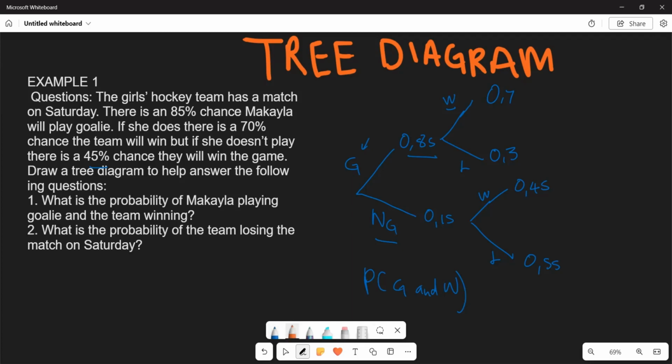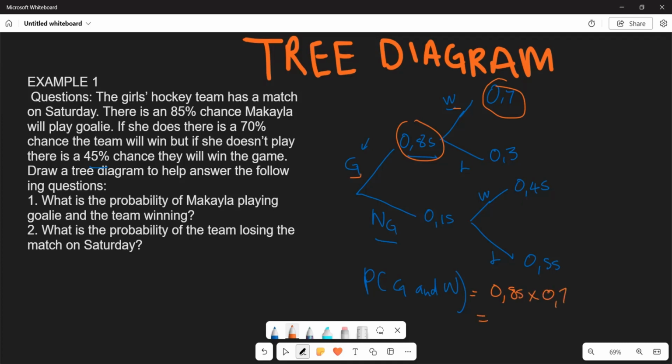Now, the probability of firstly playing goalie is going to be 0.85, multiplied by the team winning. So this is going to be 0.85, and then the other one is goalie 0.85 and winning is going to be 0.75. So this is goalie and winning, right? And remember, and means multiplication. So this is the same as 0.85 multiplied by 0.7.